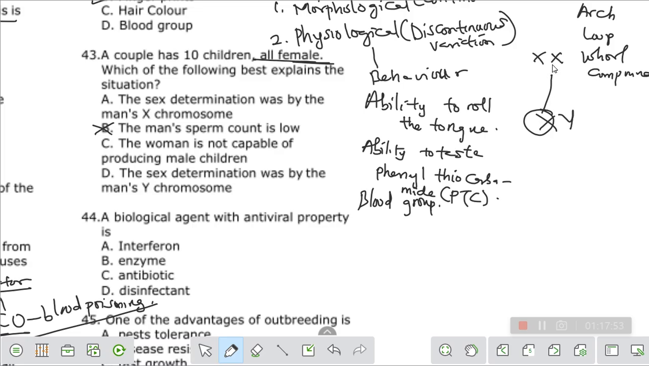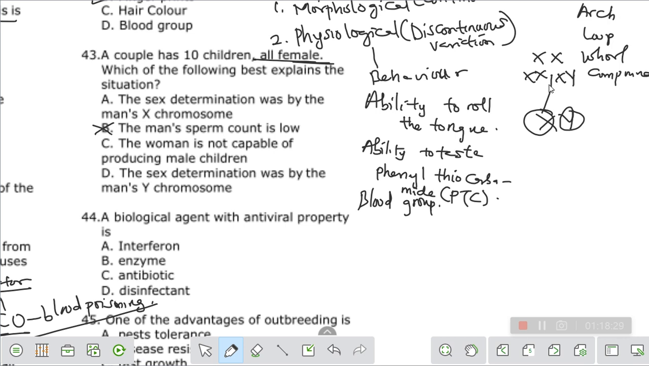So the sex determination was by the man's chromosome, and of course, the man did not release the Y chromosome. That's why the woman keeps giving back female children. So the answer is not B, it is not C. The answer is A, because the man is only releasing the X chromosome. The man is not giving the Y chromosome, and that's why the woman is giving back females. I told you that the woman is XX.